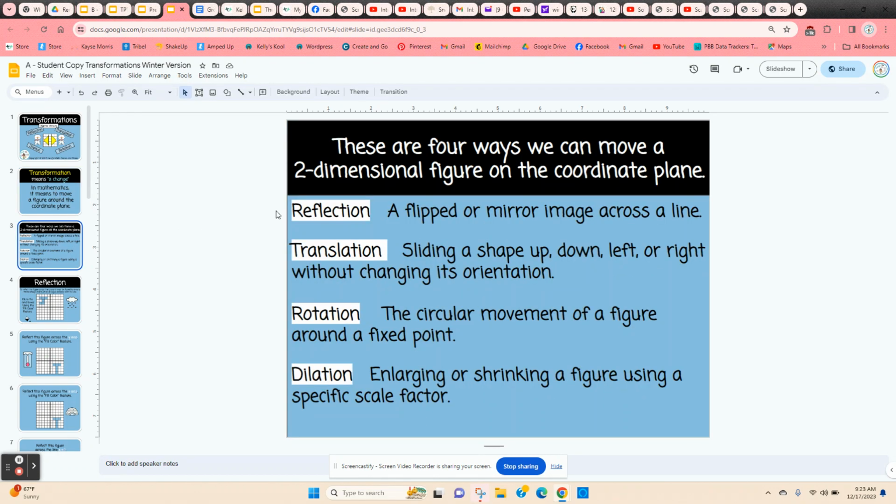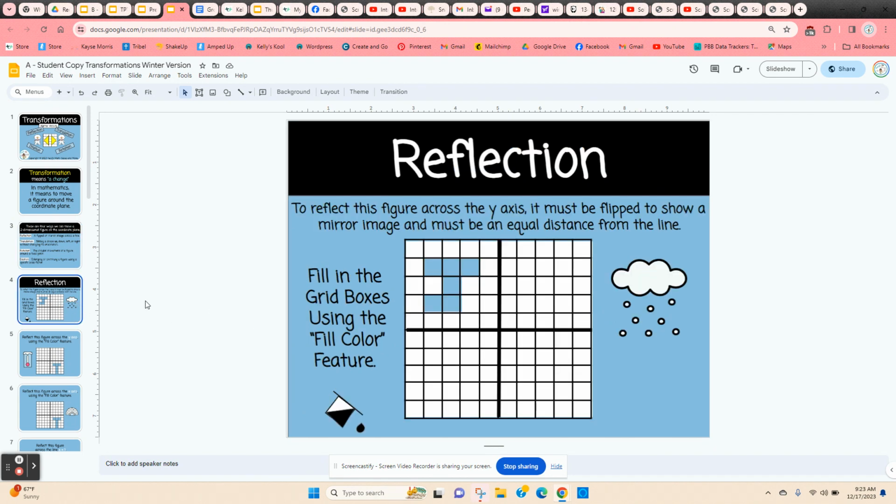Slide 3 has the 4 different transformations we're going to see in this lesson and a definition, so you can go over each one of these with the students, and then they can refer back to slide 3 if they need a reminder of what each of these means. We're going to start with reflection.